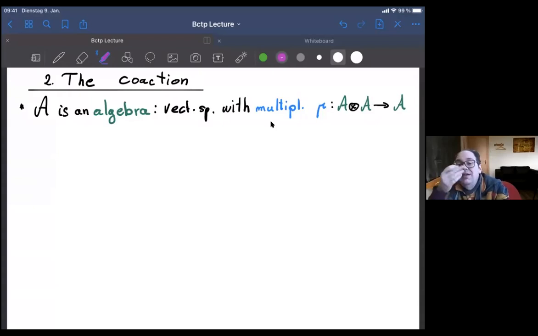So let me first, before we go on, I guess everybody knows what an algebra is, right? An algebra is a vector space with multiplication. Let me give you another way of defining it, which will be useful to go on. How can I think of my multiplication? I can think of it as a map that takes two elements of A and returns one. Now this symbol here in the middle is called the tensor product.